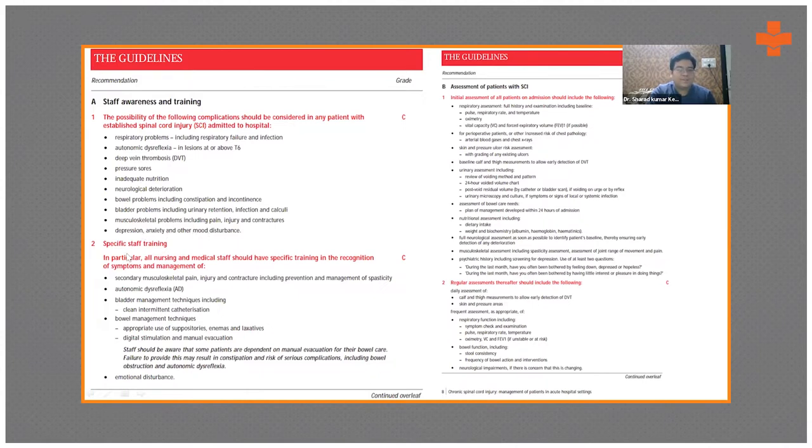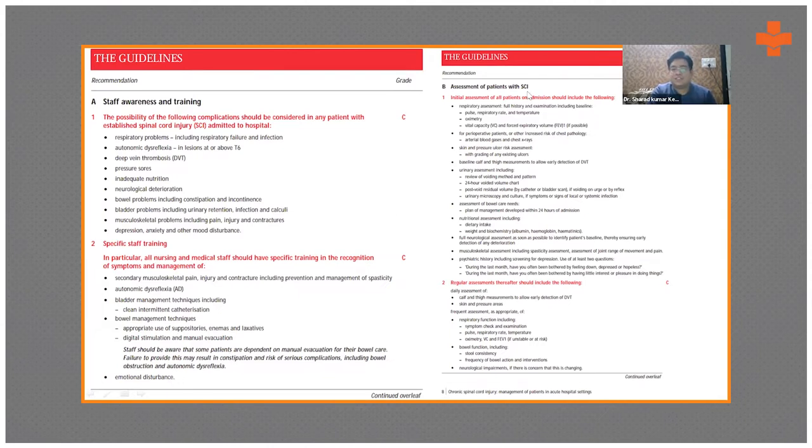nutrition, neurological deterioration, bowel problems, bladder problems, musculoskeletal issues, and psychosocial issues like depression, anxiety, mood disturbance, and sexual issues are also included here. Specific staff training should be given in particular to all the nursing and medical staff together to recognize and manage the symptoms of secondary musculoskeletal pain, injury, and contracture, including prevention and management of spasticity, management of AD, and management of bladder and bowel involvement by using appropriate techniques. Okay. Emotional disturbance should also be taken care of.